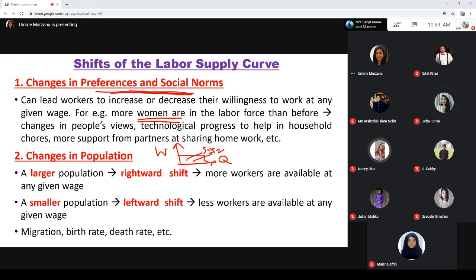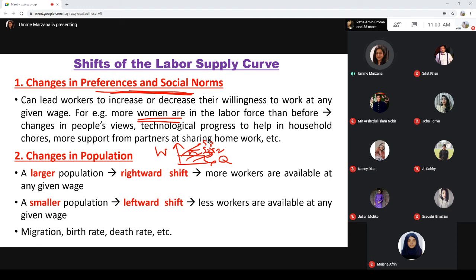Yes ma'am. Okay. The next one is changes in the population, more specifically working population. Obviously a higher population means at the same wage, the supply of workers will rise. More workers are willing and able to work. A lower population means that even though wage rate has not changed, supply of workers is falling because there are fewer people willing and able to work. Wage er karone kintu hoyni. So keno population change hote pare?